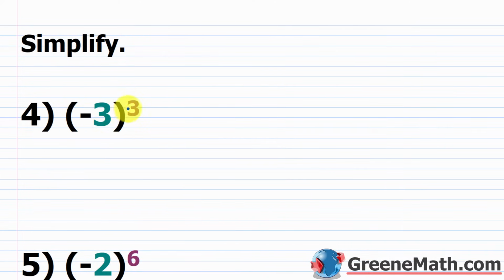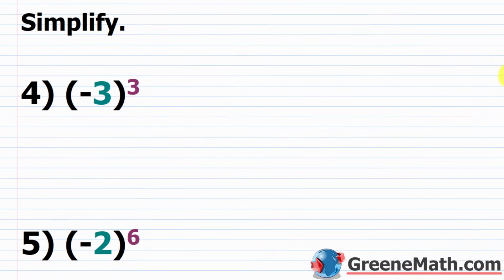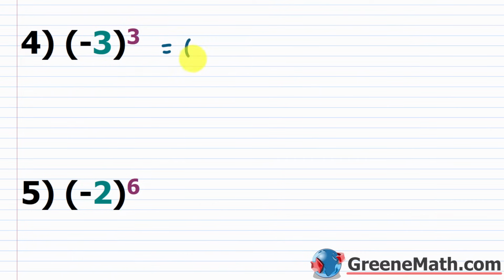So we have negative 3 raised to the 3rd power, or most people say negative 3 cubed. So this is what? It's 3 factors of negative 3. An odd number of negative factors is negative. So now you can just work with the absolute values. What is 3 times 3? That's 9. Then times 3 again is 27. So this is negative 27 as a result.